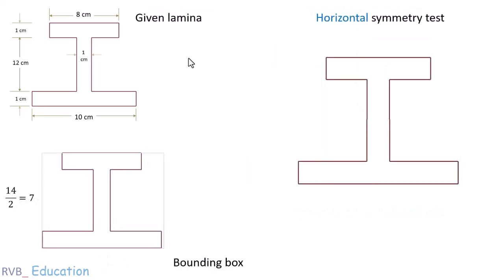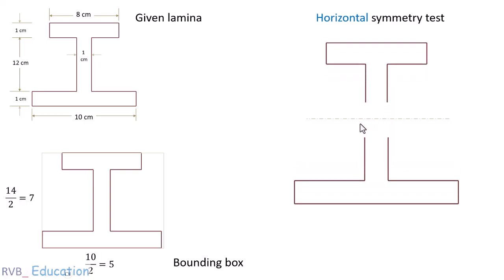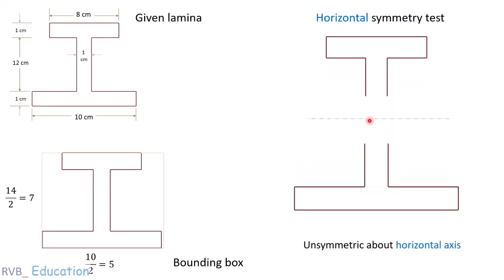Similarly, now visualize a horizontal line passing through the centroid. Just see here. If the upper and lower portions are mirror images, the lamina is symmetric about the horizontal centroidal axis. But in this case, the top and bottom sections do not mirror each other. The shape is unsymmetric about the horizontal axis. Therefore, the centroid will shift away from the center towards the heavier side. So, we need to calculate the actual centroid mathematically using the principle of moments.